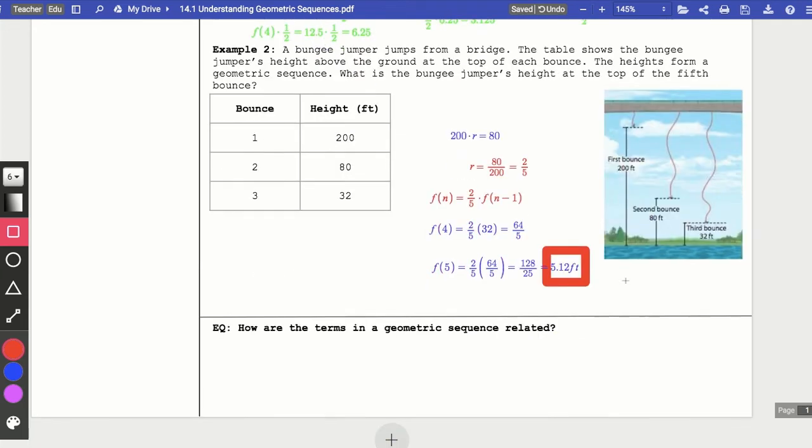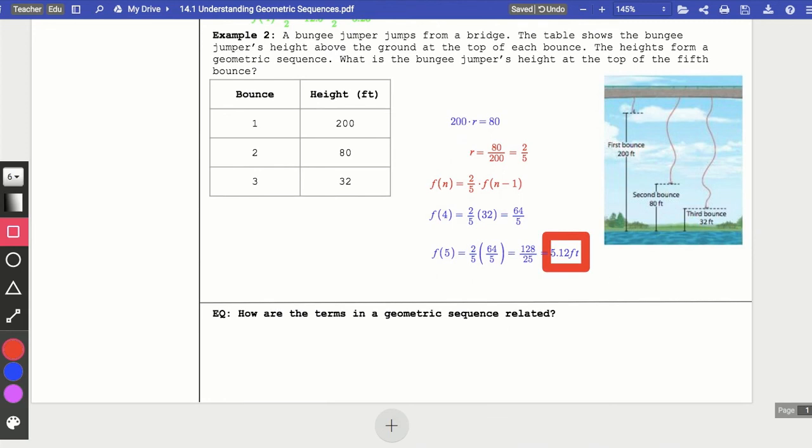Ooh, that's a thick box. All right, so again, how are the terms in a geometric sequence related? Hopefully you have enough information.